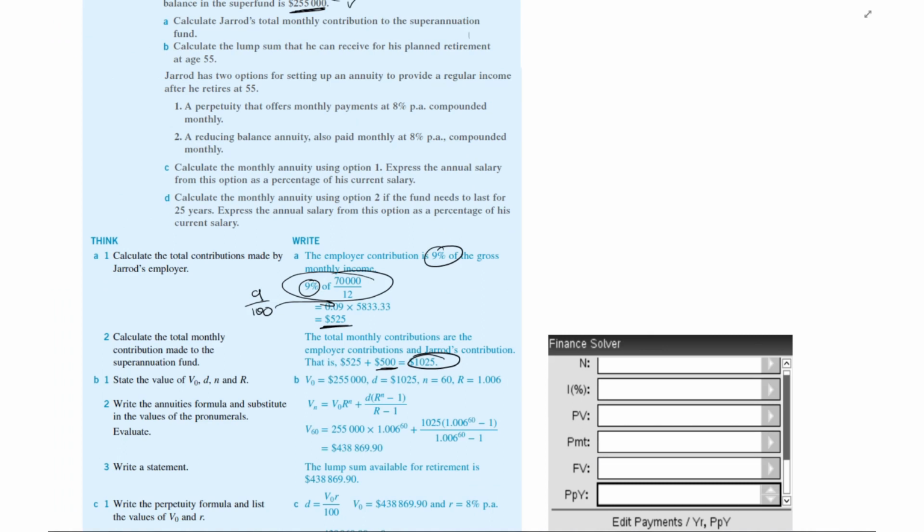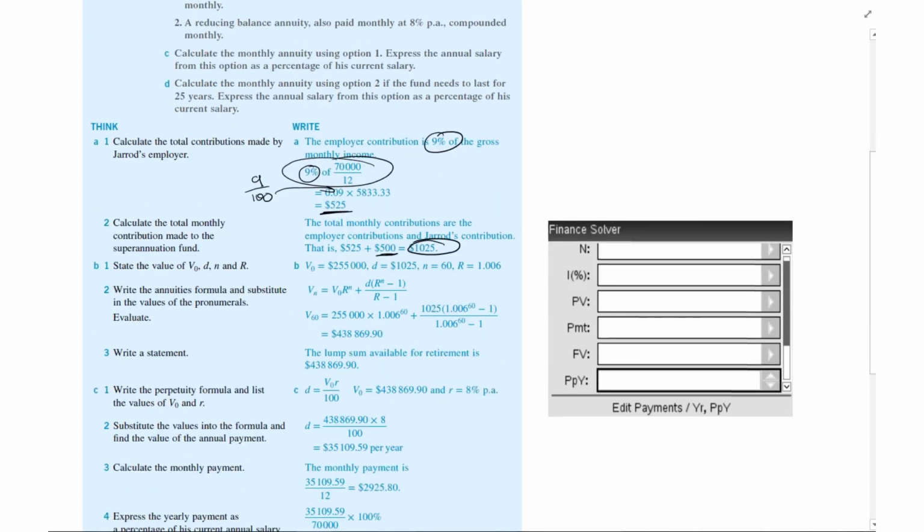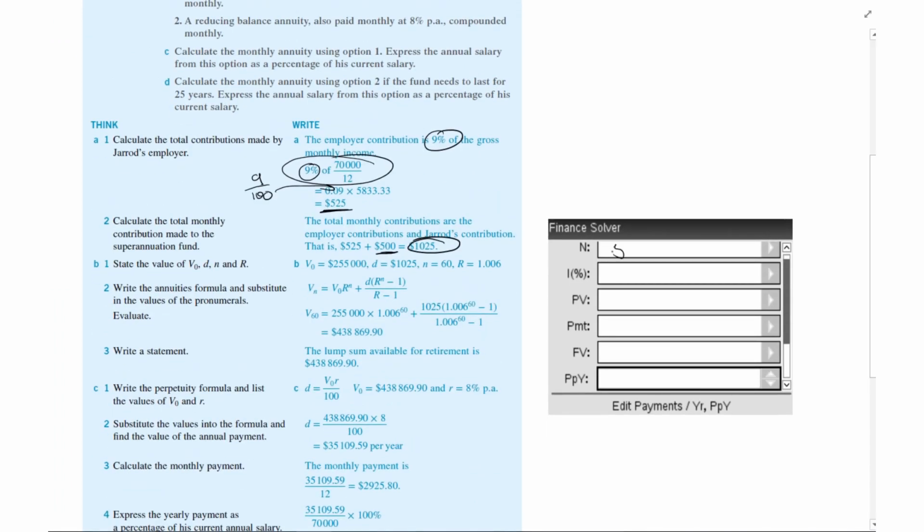Calculate the lump sum that he can receive for his planned retirement at age 55. Remember, he was 50 to start with, so we're going to add on basically 5 years. So now let's use Finance Solver. The reason I put that there is because this is where the book likes to use this equation. Don't use Finance Solver.